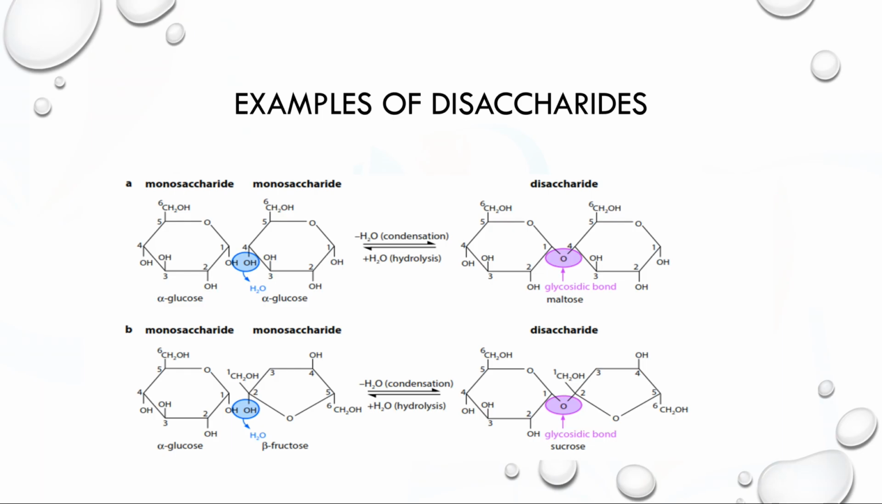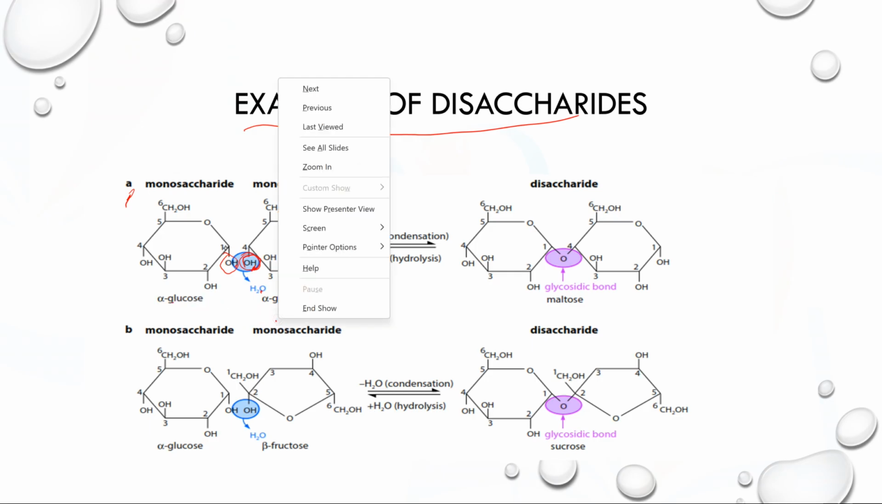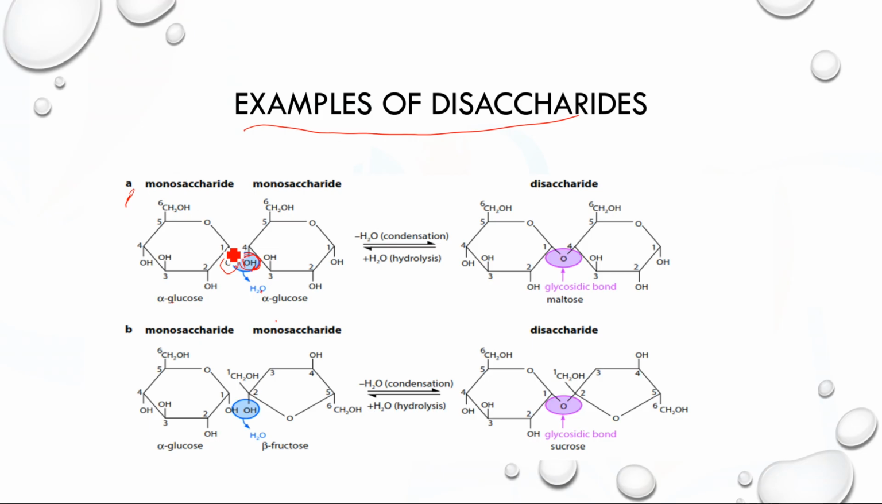Now let's go to examples of disaccharide like what I've shown you. You can see what's going on here. In A, this OH here combines with this OH here. The hydrogen of here combines with the hydroxide of this to give us water. This is alpha glucose. How do we know it's alpha glucose? Check the first carbon atom. The OH attached to the first carbon is below the planar ring structure. If you check the second molecule, the OH attached to the first carbon atom is also below, so this is alpha. So they are both alpha glucose molecules.